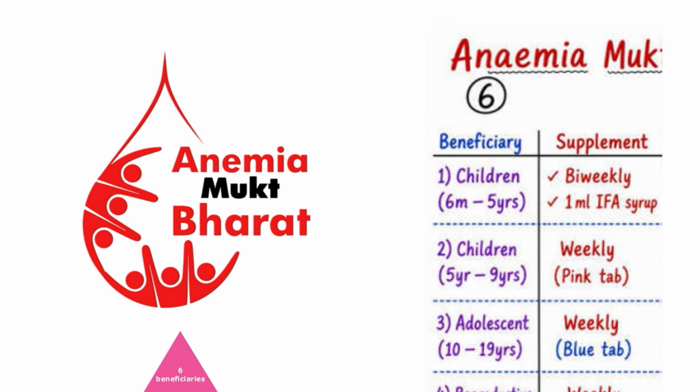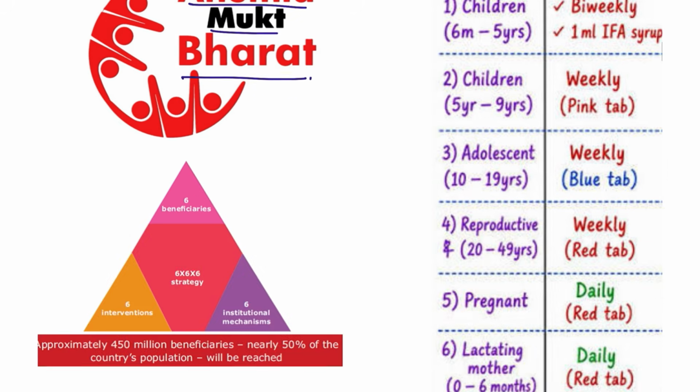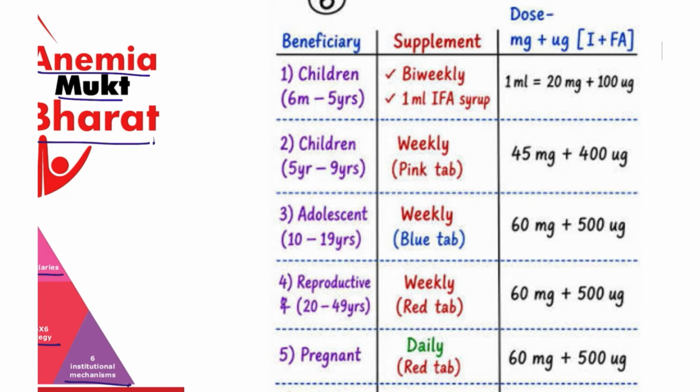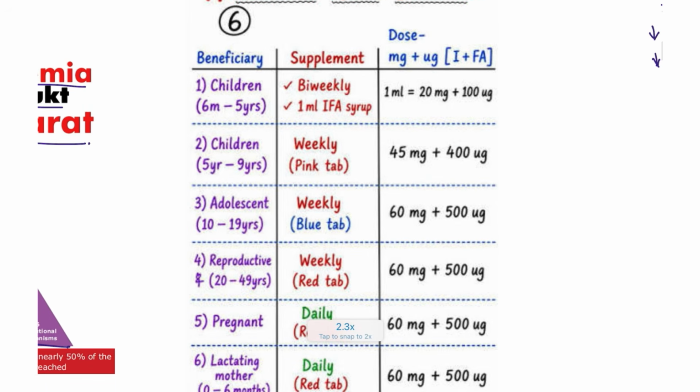Next, another picture that you can see here, this is the Anemia Mukt Bharat. Anemia Mukt Bharat has 6 beneficiaries, 6 interventions, and 6 institutional mechanisms. Okay, the 6 into 6 into 6 strategy was by Anemia Mukt Bharat. And in that, the beneficiaries are children 6 months to 5 years. Here we are going to give 20 mg of iron and folic acid, given bi-weekly in the form of syrup.